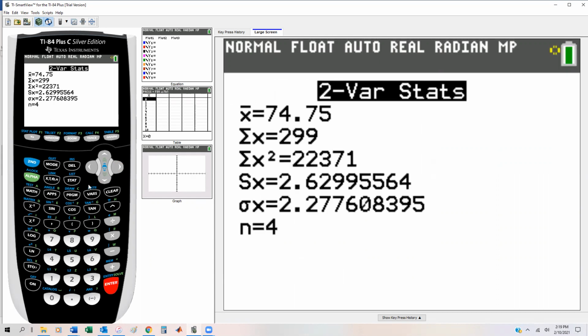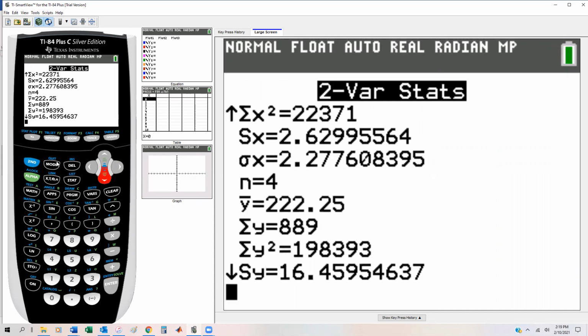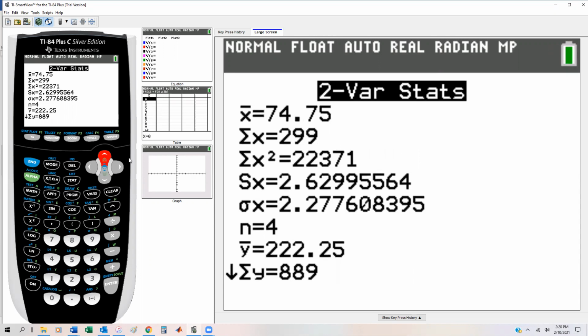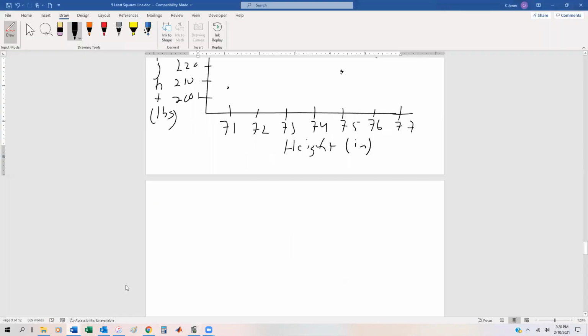All right, and there we are. So this is our X bar, our SX, we have our Y bar, and our SY is just hidden a little bit, so you have to click down. Anytime you have this down arrow, remember that there's more data lingering there. Let me make sure I copy these down correctly. 74.75, 2.630, good. 225.25 and 1646. Good.